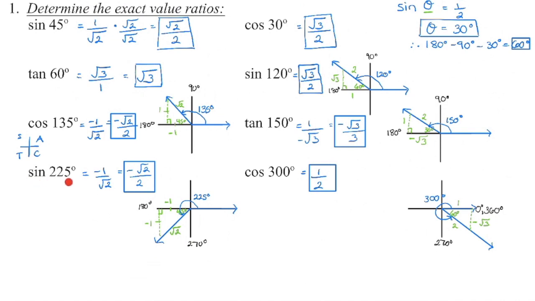Sine of 225. So now when I rotate, I'm going to hit 90, 180, and I'm going to keep going. So 225 degrees will terminate between 180 and 270. So I terminate in quadrant 3. We know only tangent is positive in quadrant 3. Sine is going to be negative because this is my negative x-axis and this is also my negative y-axis.